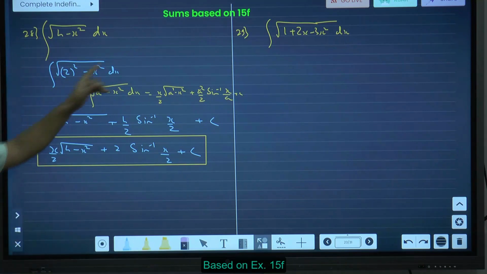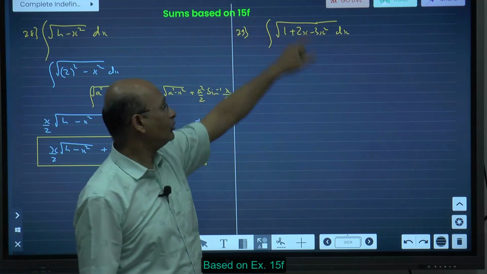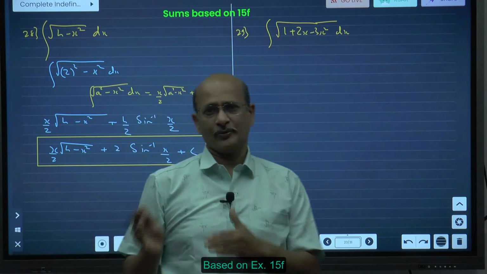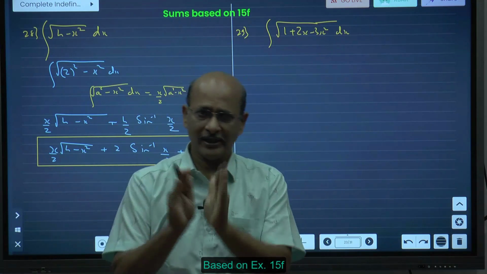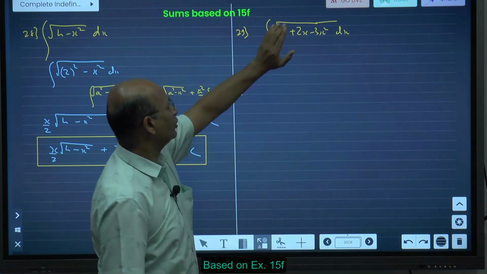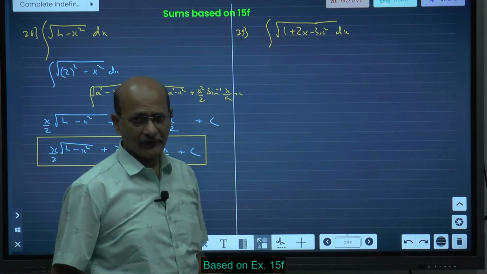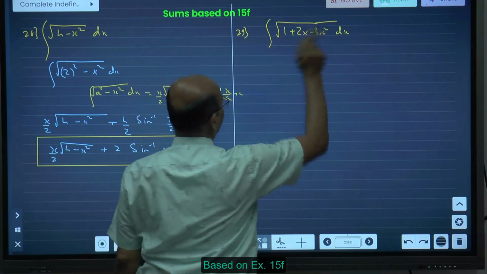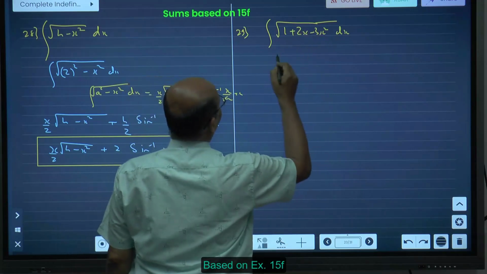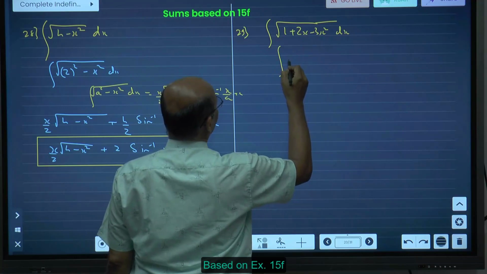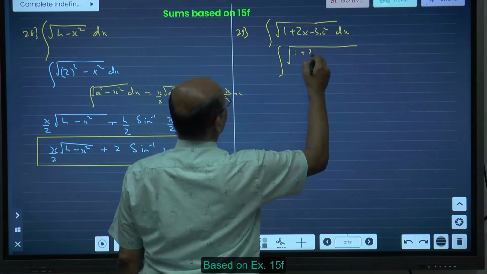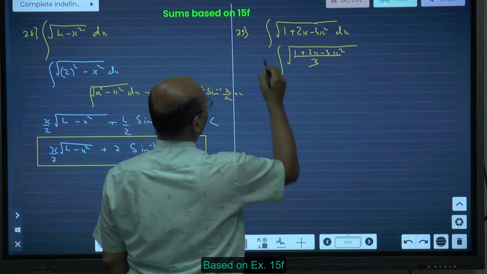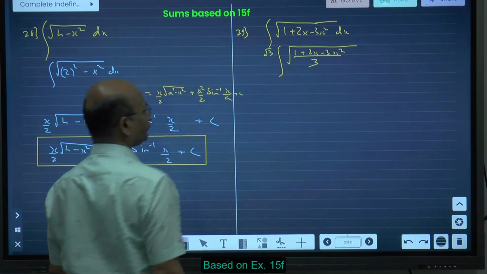Now, remember this sum is based on 15f as I told you. Now, root quadratic. What you did in dx upon quadratic, you added and subtracted to make it a perfect square. Similarly, here also you have to add and subtract a term to make it a perfect square. Same thing what you did in the previous part. But the coefficient is 3. I have to divide by 3 and multiply by 3. So, I am just showing you here. So, this is 1 plus 2x minus 3x square. Remember, I am dividing by 3 and multiplying by root 3.